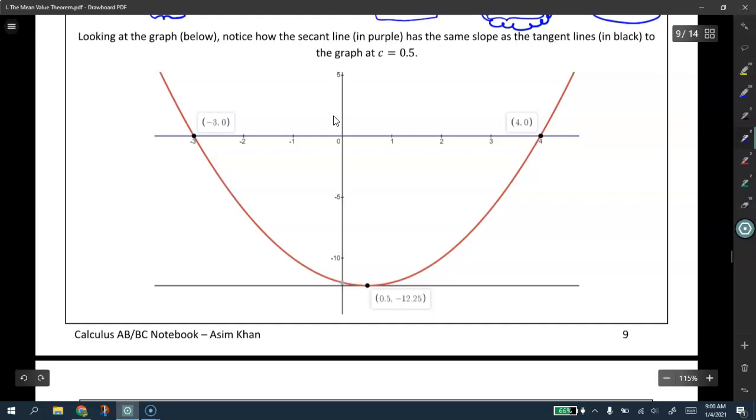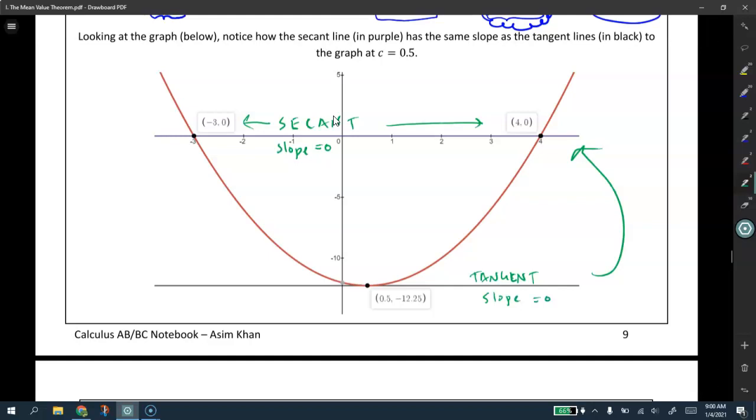So notice that you have a secant line that is running from -3 all the way to 4. So this is our secant line. And notice that the slope of the secant line is also equal to 0. And our tangent line is over here. And our tangent line also is parallel to the secant line, i.e., it must have a slope of 0, right? So the whole process of taking a derivative, setting it equal to the slope of the secant line was to figure out what is this point where such occurs. And so that point is 0.5.